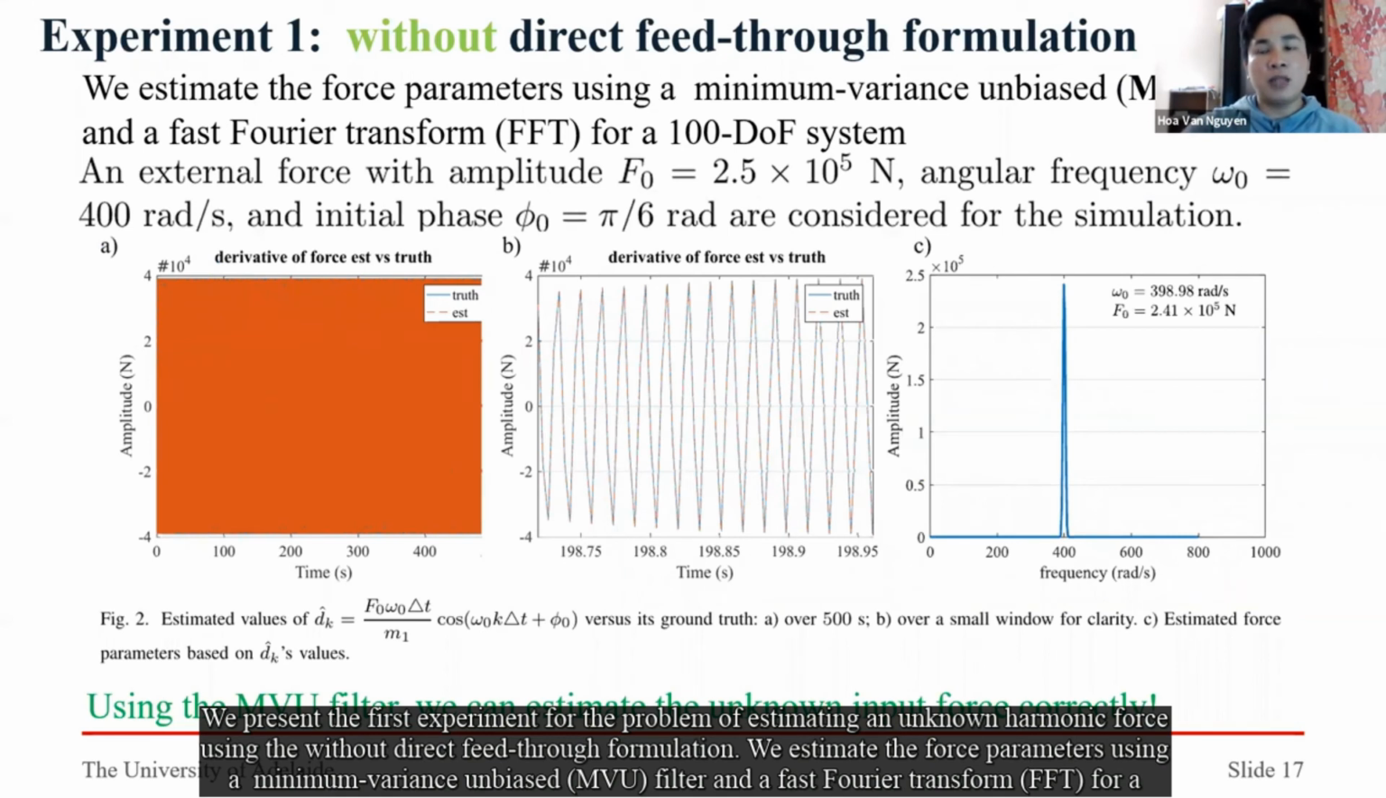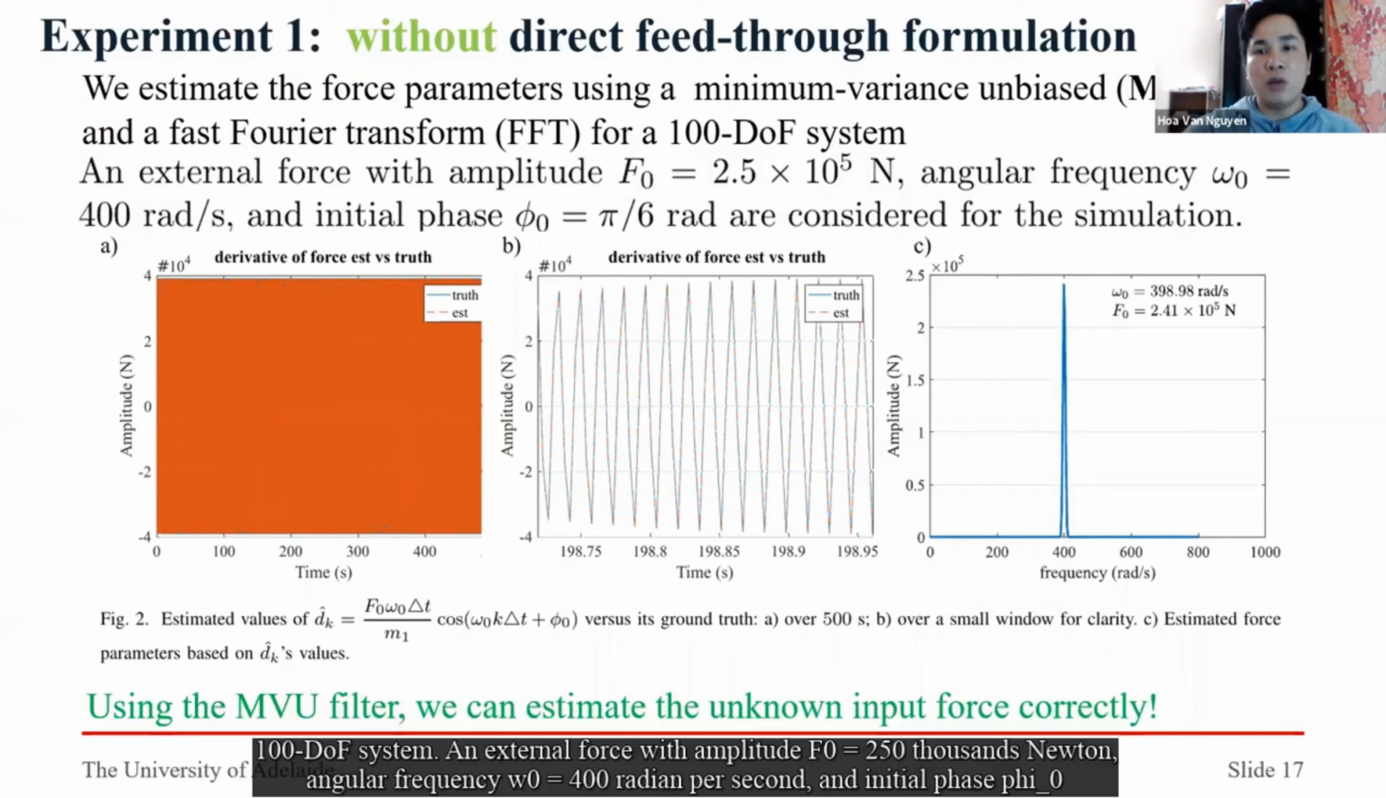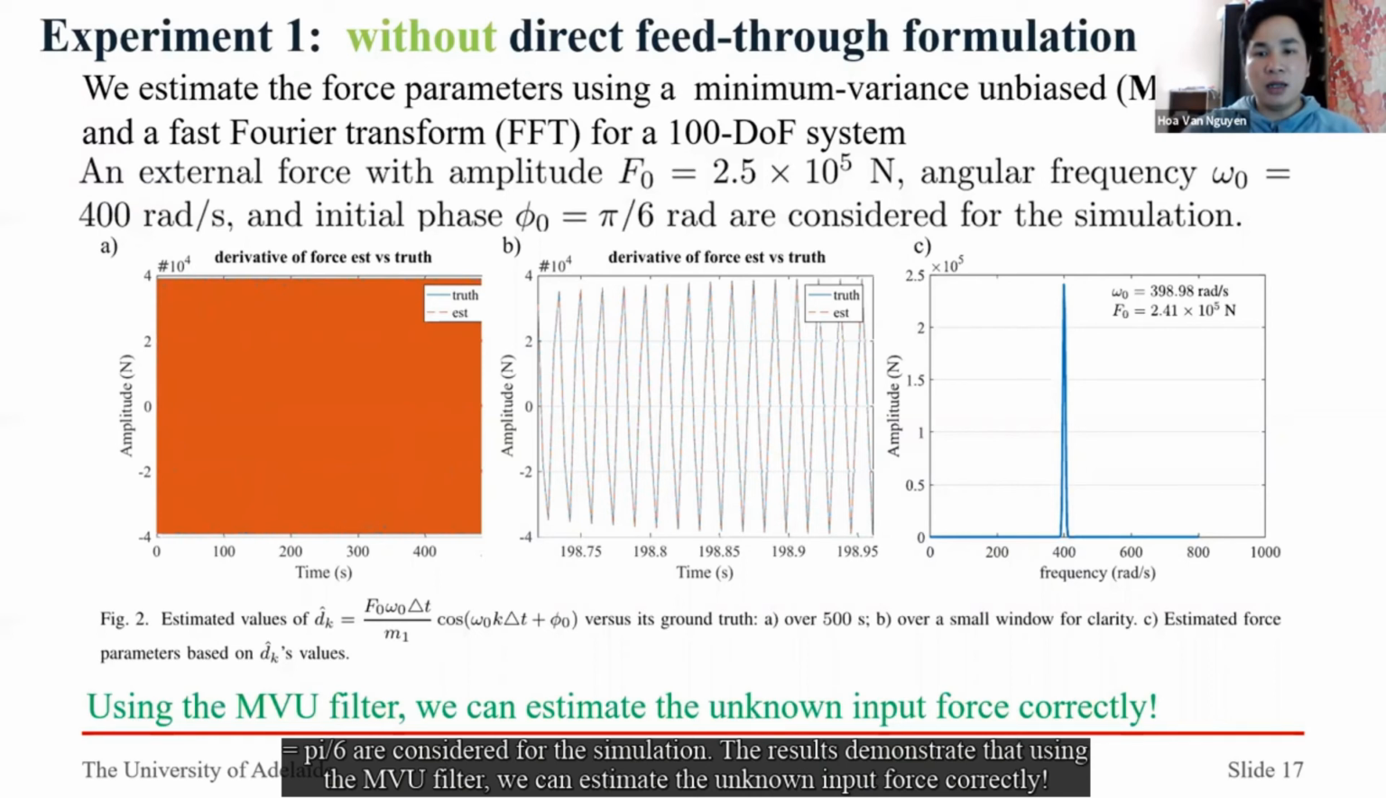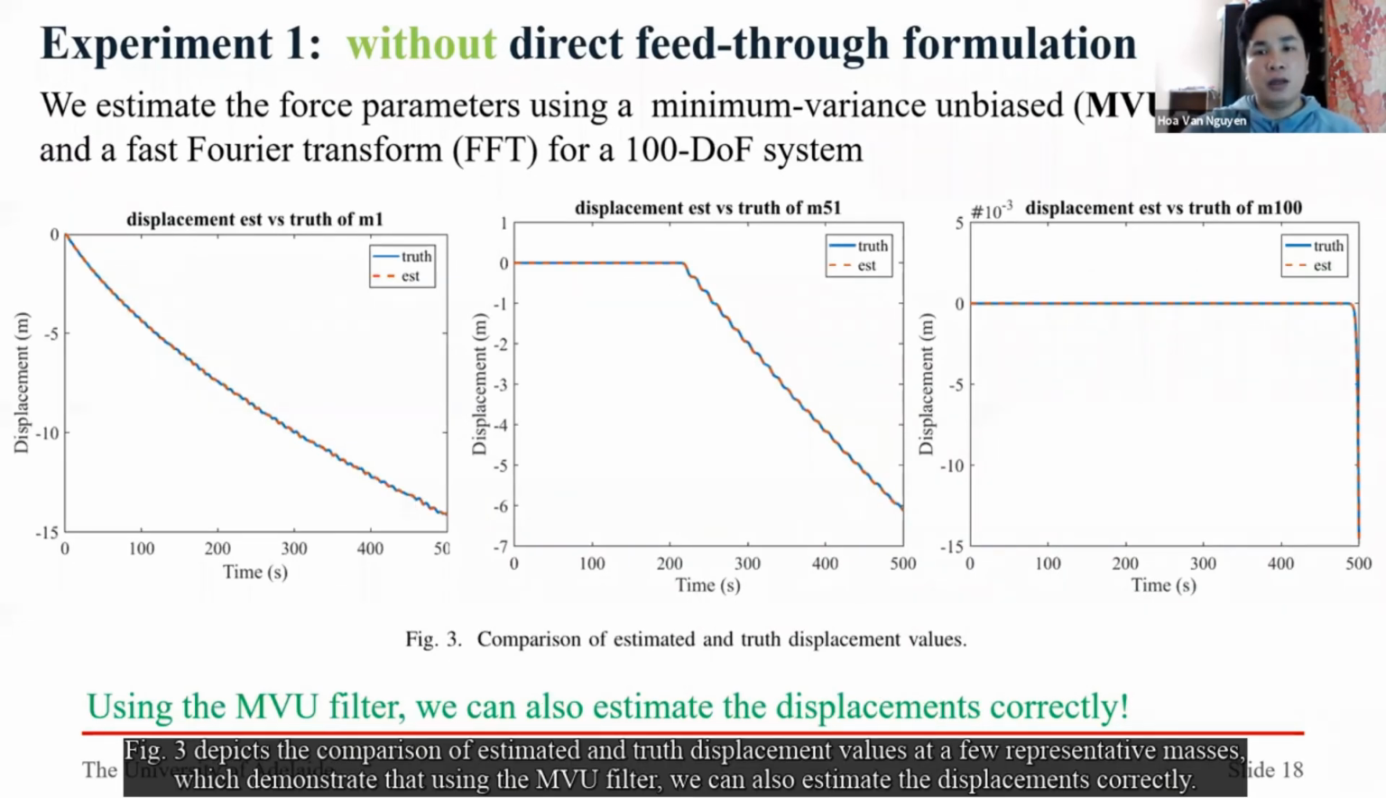We present the first experiment for the problem of estimating an unknown harmonic force without direct feedthrough formulation. We estimate the force parameters using a minimum variance unbiased filter and a fast Fourier transform for a 100 DOF system. An external force with amplitude f0 equals 250,000 Newton, angular frequency omega naught equals 400 radian per second, and initial phase phi naught equals pi/6 are considered for the simulation. The results demonstrate that using the MVU filter we can estimate the unknown input force correctly. Figure 3 depicts the comparison of estimated and true displacement values at a few representative masses, which demonstrate that using the MVU filter we can estimate the displacements correctly.